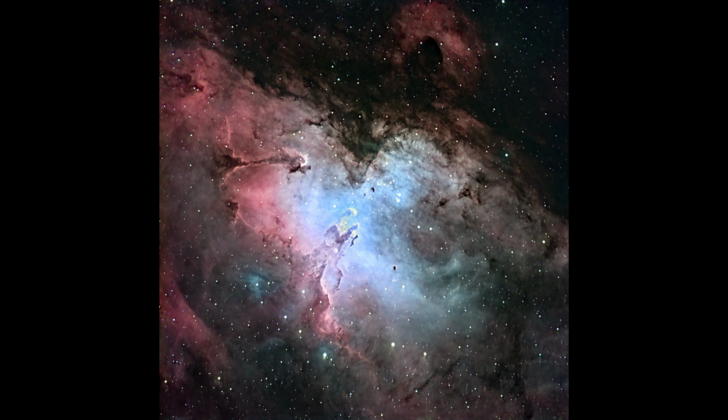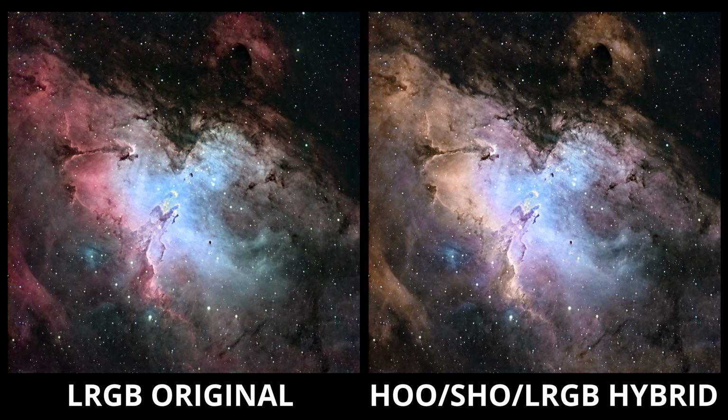Here's the image in the original LRGB color palette. And here they are side by side. The original image is on the left, and the HOO SHO LRGB hybrid is on the right. Honestly, I think they both look nice and each have their own merits. And whichever one you like is perfect for you. It's entirely a subjective matter. They each have their own strengths and weaknesses.